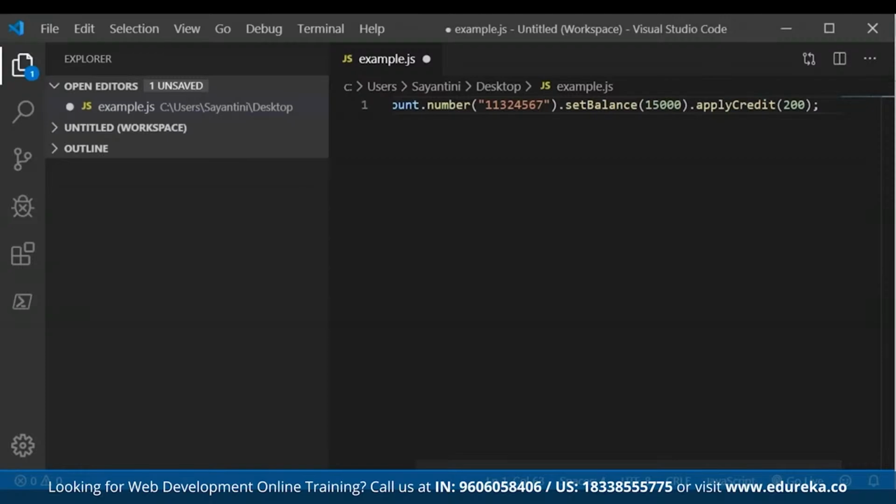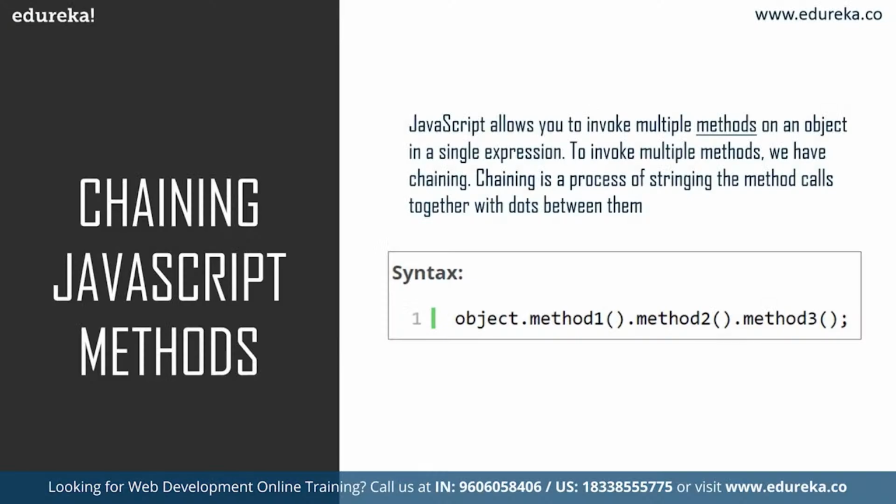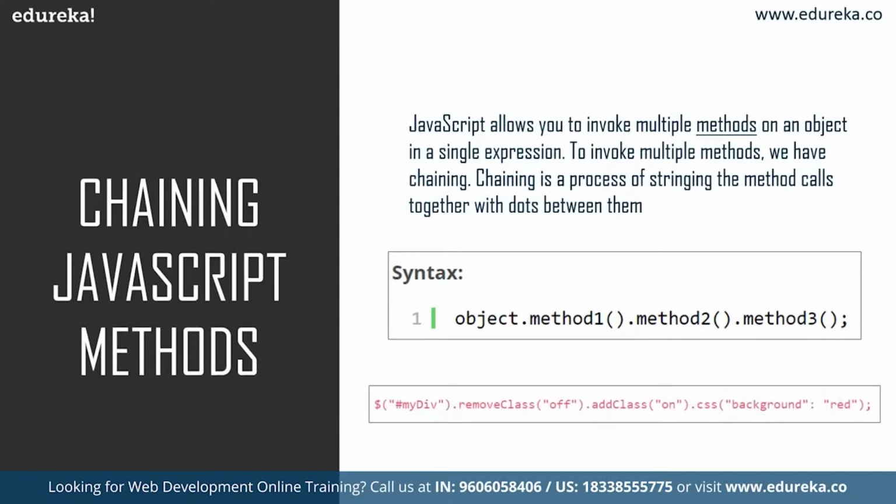So here you learn to set a banking account which consists of the account number, the balance, and a line of credit. Now chaining in JavaScript can improve performance as well as readability. The jQuery library uses chaining extensively. So let's take another example and see how to chain jQuery selector methods.